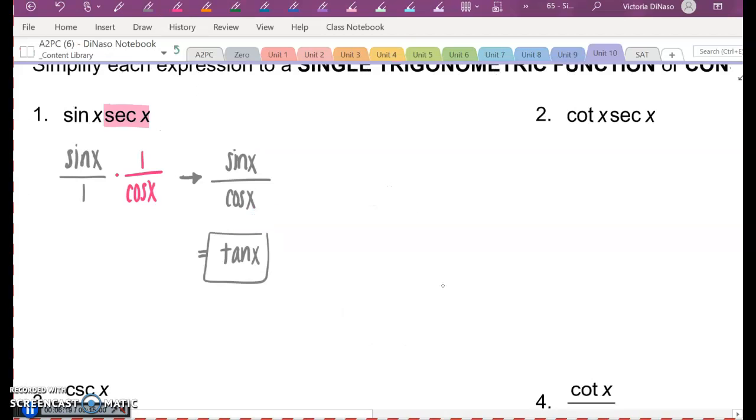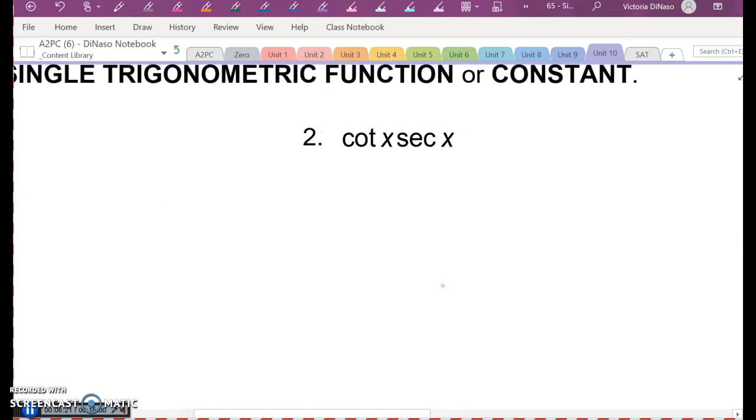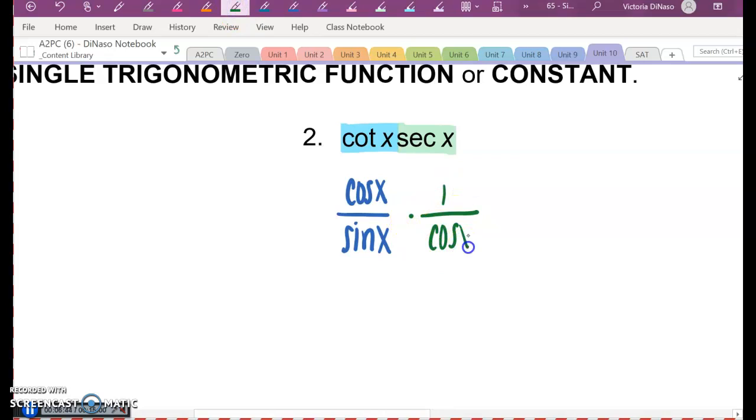Number 2, we have cotangent x, and then we've got secant x. So there's 2 things that I have to change. I'm going to have to change cotangent x, and I have to change secant x. So we're changing these into sine and cosines. So cotangent is really cosine divided by sine. So I just changed cotangent into cosine divided by sine. Next, we've got secant. I'm changing secant into 1 over cosine.